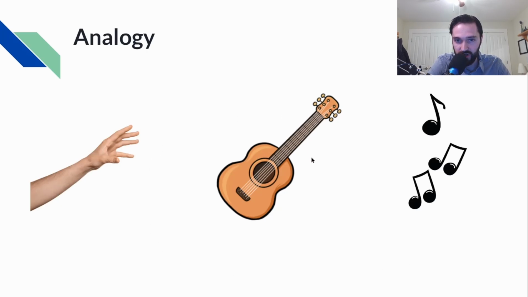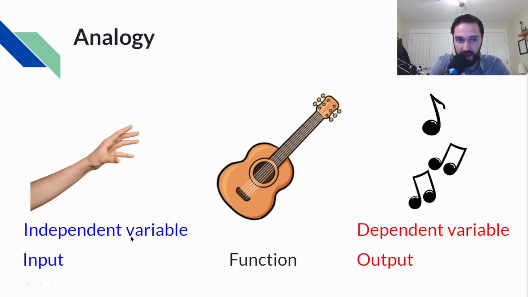I have a hand formation and an acoustic guitar and a chord. The hand formation is the independent variable. That's the input. And the guitar is like the function. So we make a hand formation and we put it on the guitar, and what comes out is a specific chord. So we go from hand formation to the guitar to the chord type, to a specific chord. So the type of chord we get depends on whatever hand formation we use.